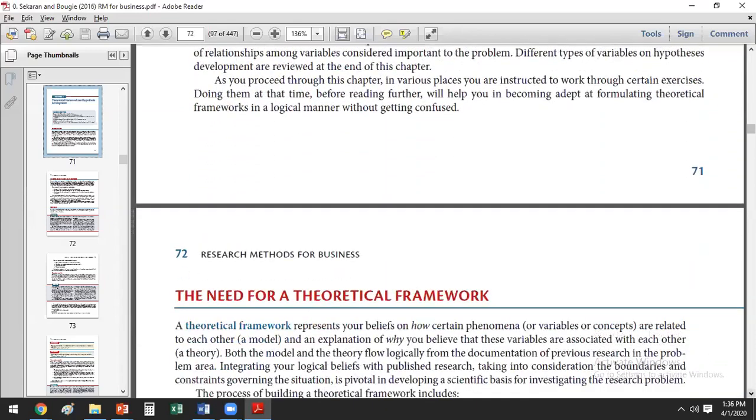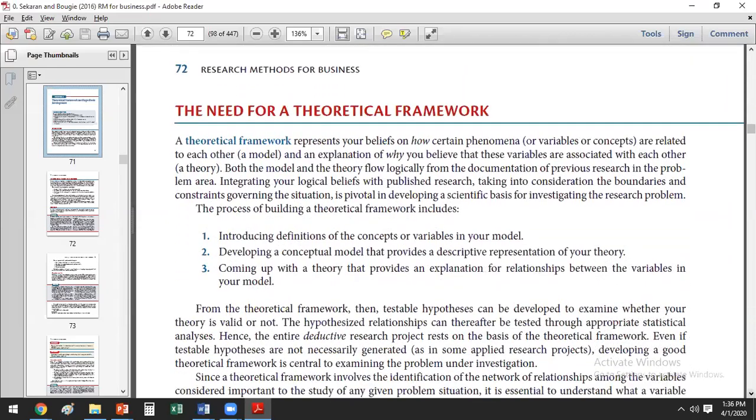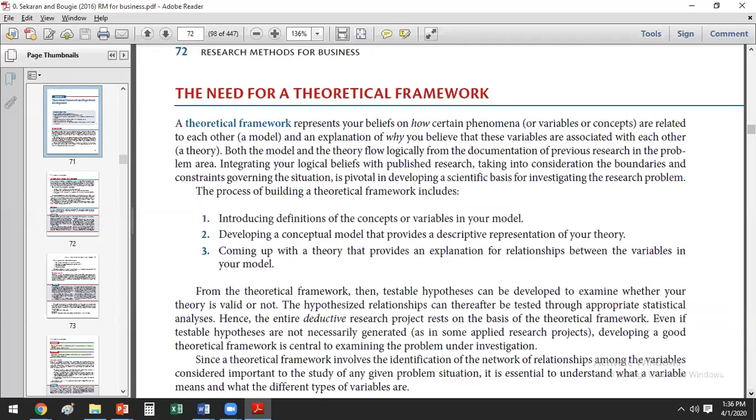Okay, let's start. There is a need for a theoretical framework. A theoretical framework represents your belief that how certain phenomena are related to each other. A model, which is called conceptual model as well. A model and an explanation of why you believe that these variables are associated with each other. So the why answer is in the theory. Okay, and how the variables, how the concepts are related, it is part of the conceptual model.